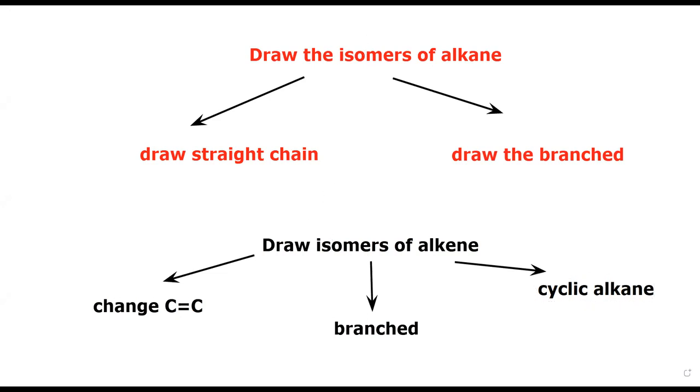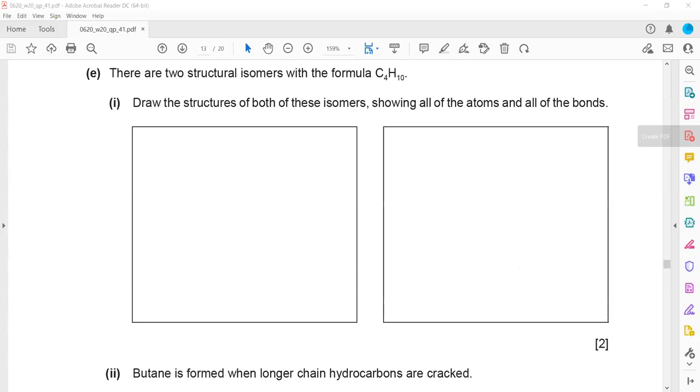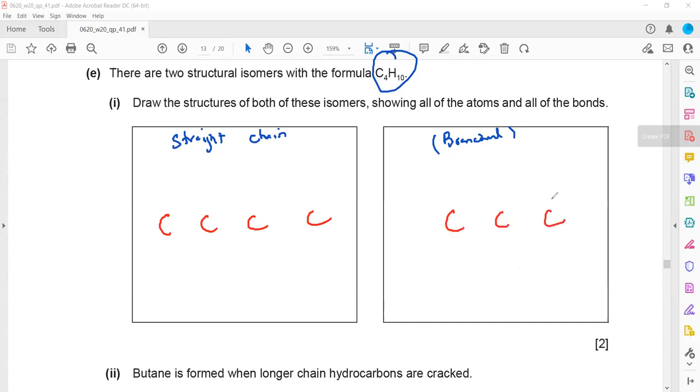So in the question, because it is butane, but means 4 carbon and ane means they all have a single bond. So it is an alkane. We want to draw an isomer of the alkane. First, we can draw the straight chain. And the second one, we can draw the branched. If I want to draw straight, we have to show all the atoms and all the bonds. So I will draw 4 carbon atoms in a straight line. And if I want to make a branch, a branch always starts with the second one. Second or third I can make, but not the first one. So I can make a branch up or down.